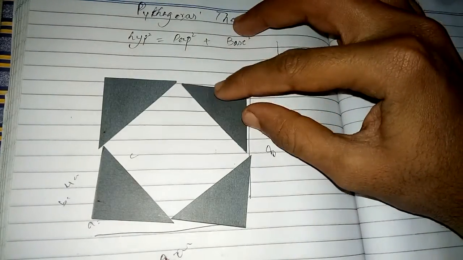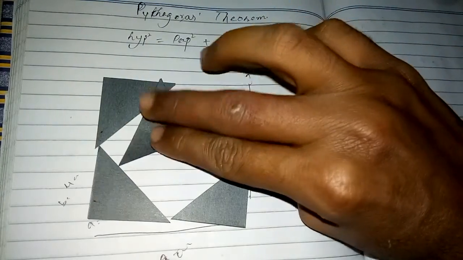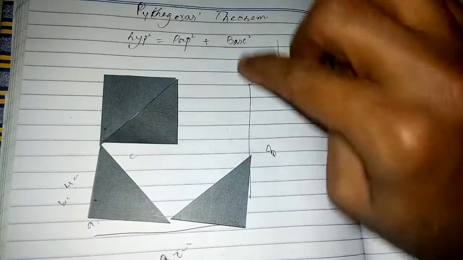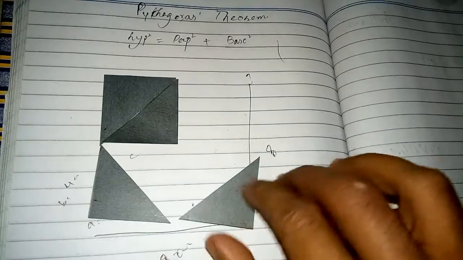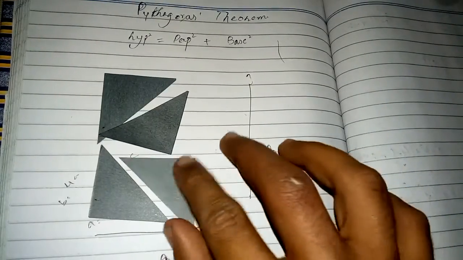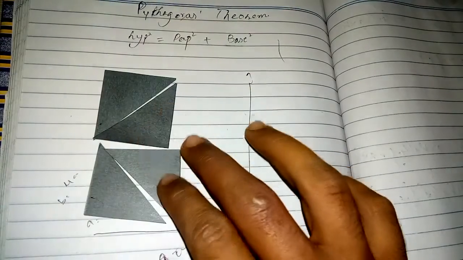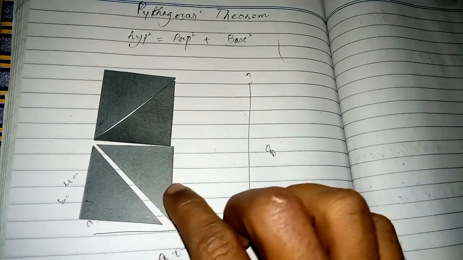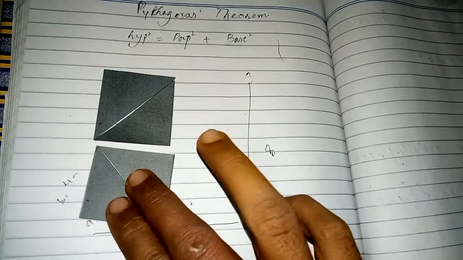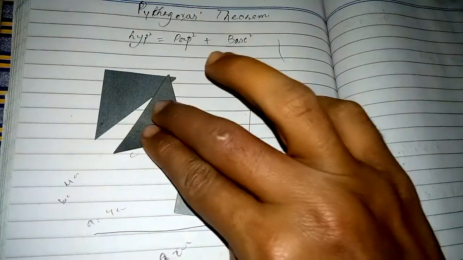If I rotate this triangle like this, and rotate this triangle like this, I have built 2 new squares, because the dimensions are 4 by 4. And I place this square like this.